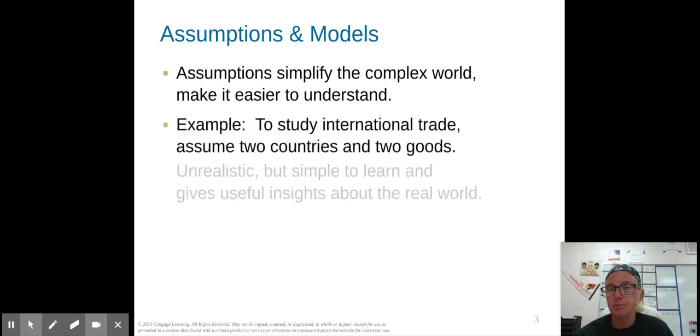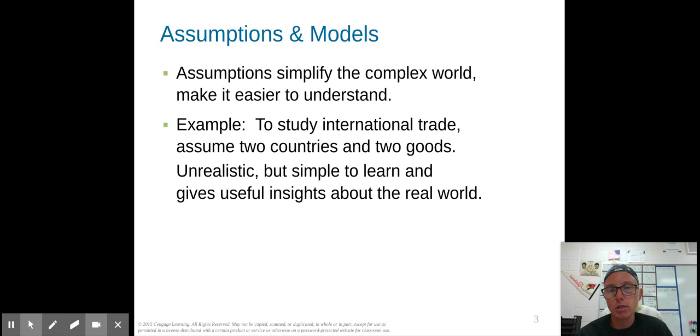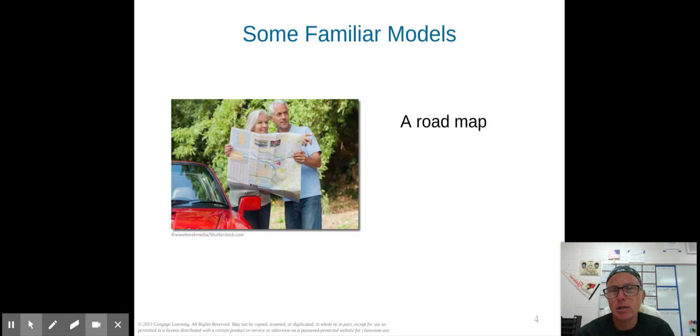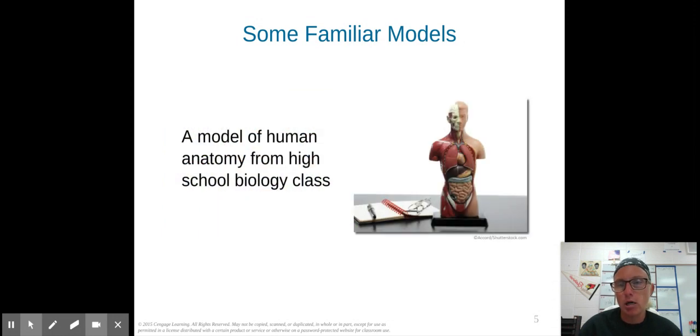Like I just said right there. Okay, so yeah, it's unrealistic, but by simplifying it, you're going to learn the concept as a whole better. Now, the models we'll use are highly simplified representations using these assumptions to understand the reality of something. And we do this all the time, but so does everybody else. You know, roadmaps don't have every single tree and bush and road name on them, but they give us an idea of an overall picture.